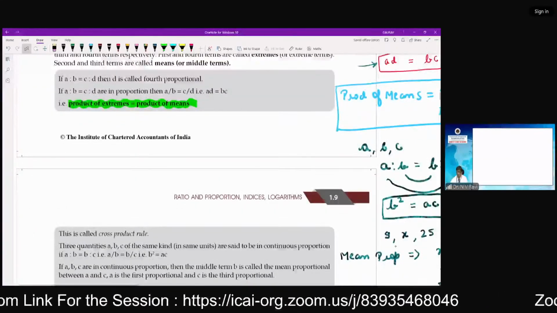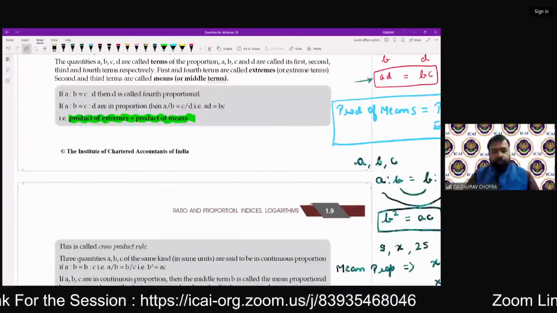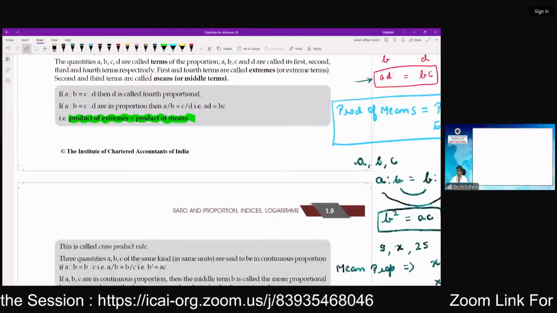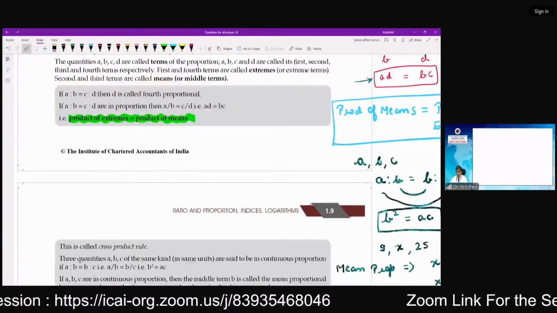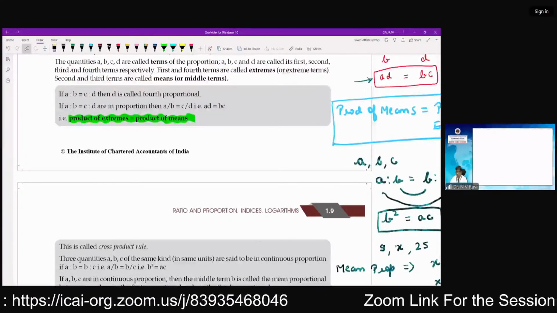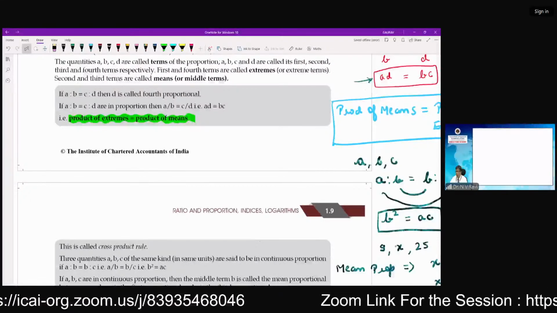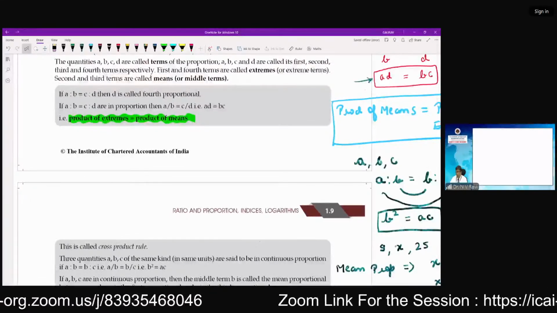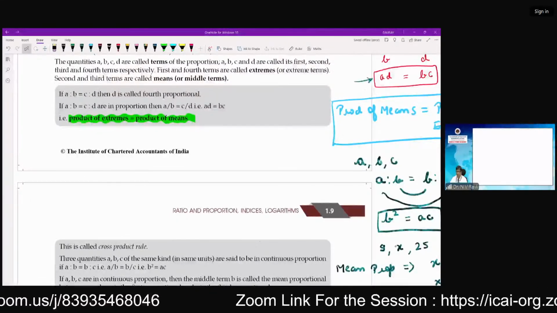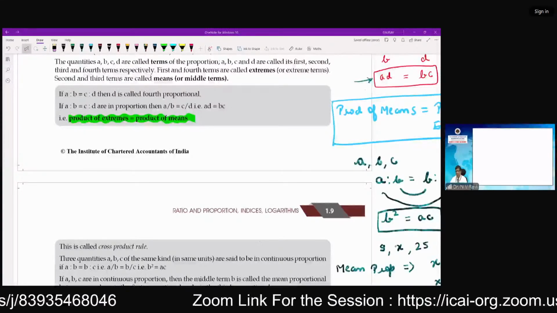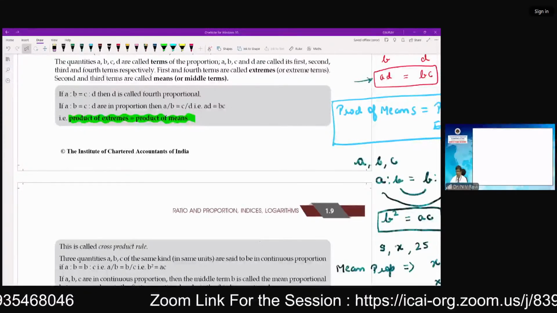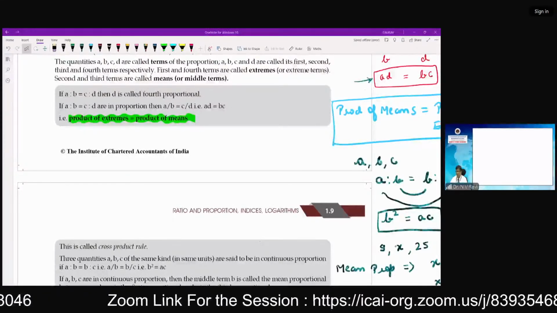Sir, can we move towards proportion? Thank you, Gaurav, for a nice explanation about this topic. If students have any doubt, please post here, or else we can move to the proportion topic. Yes, sir, you can move to proportions.